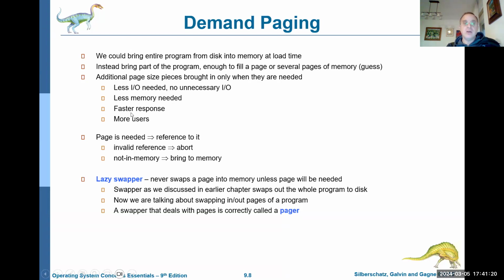Less memory needed, faster response. Why faster response? The program will start running even before it's fully loaded. Therefore, we can have more users using the computer. When a page is needed, we reference it. If the reference is invalid, then we abort. But if it's not invalid, just not in memory, then we'll bring it into memory.